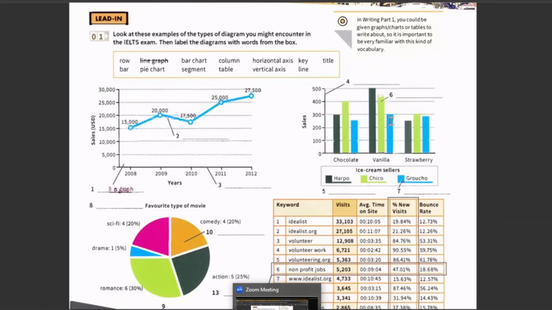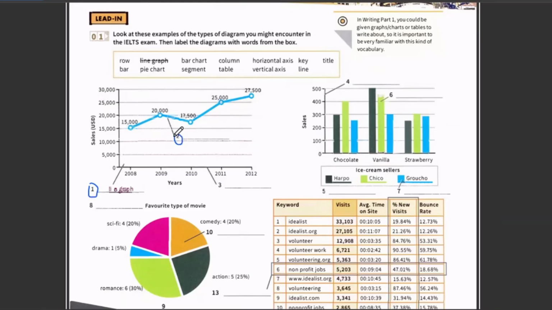So we have been given four different diagrams here, and you can see that there have been blanks given for you. This one's number one, there's number two, there's number three. So we have to figure out which part of these diagrams is labeled according to which name. We have to take it from this box. The words are given here: row, bar, line graph, pie chart, bar chart, segment, column, table, horizontal axis, vertical axis, key, line, title. We have to pick these words from the box and put them in the appropriate blanks. Here's four, and then there's five, six, seven. So according to that, we have to fill in the blanks, okay?